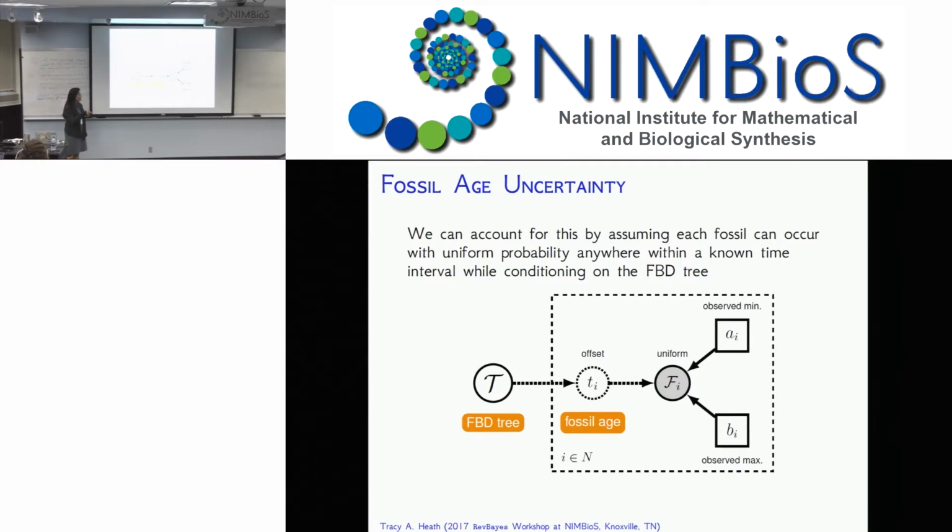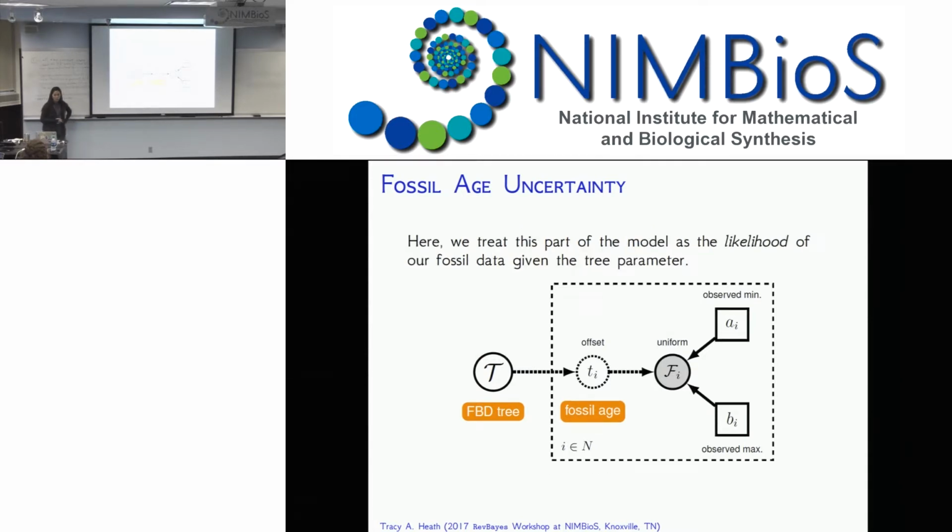As we sample the tip age, it could go with equal probability anywhere within this interval. But if we sample a tip age that is outside of this interval, the likelihood of this part of the model will be 0, and therefore the likelihood of the whole move will be 0. So this allows our MCMC to wiggle about in this interval and account for uncertainty in the age there. This is one way of approaching that.